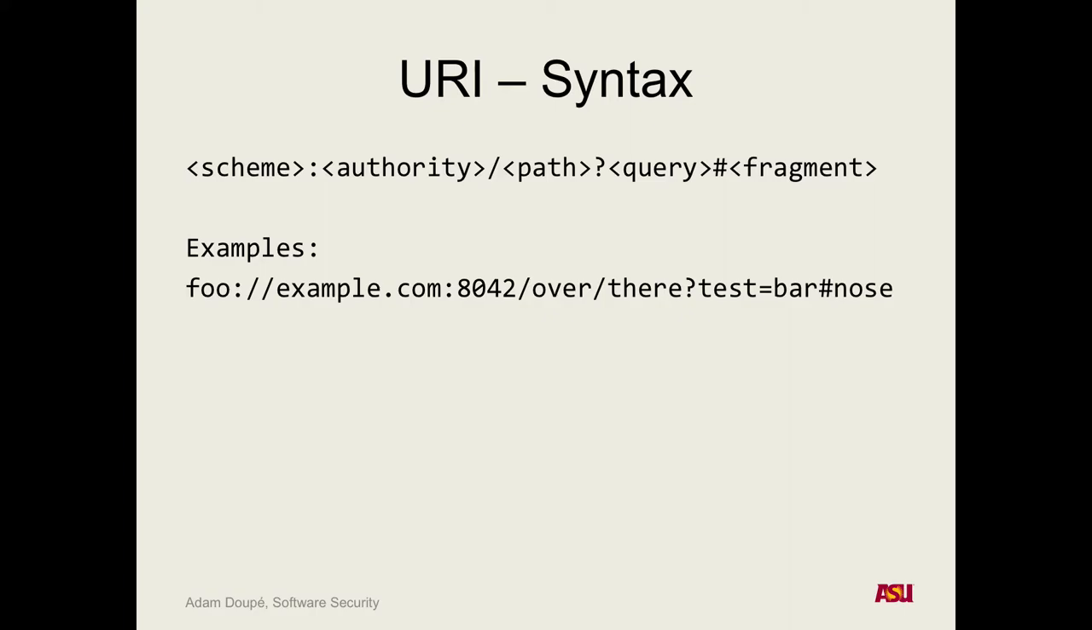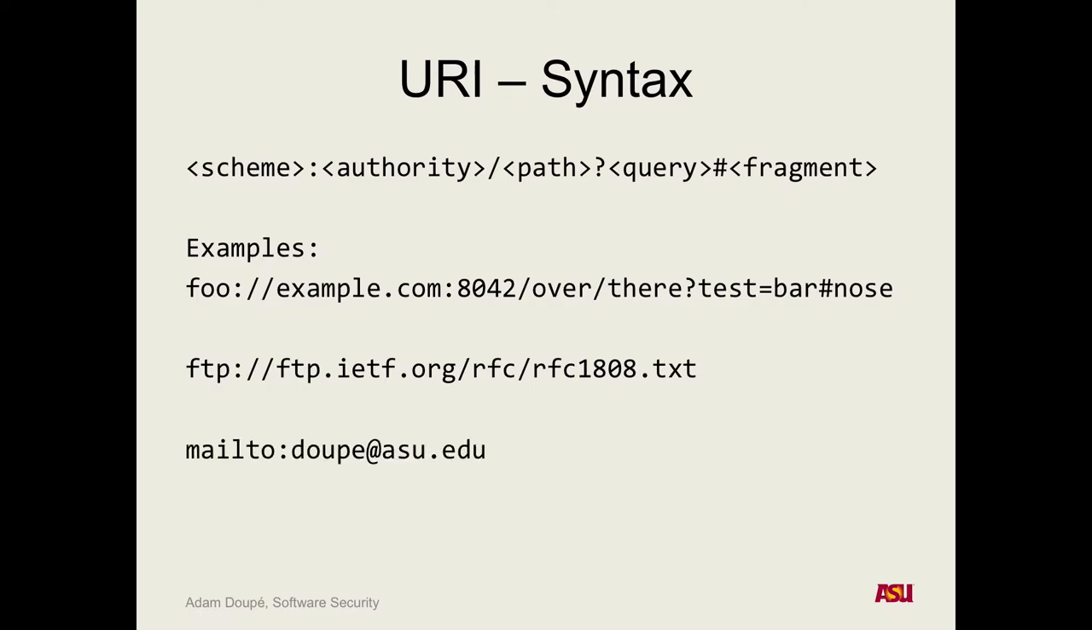That's too crazy. So, we can then parse these URIs. We can say that, okay, this URI is for scheme foo. The authority is, well, in this case, the authority would be example.com:8042. The path would be over slash there, and the query would be test equals bar, and the fragment would be nose. You can have FTP, so it's a link to an RFC on the FTP server. Same thing, FTP colon slash slash, the authority, and then the path. So this one has no query and no fragment.